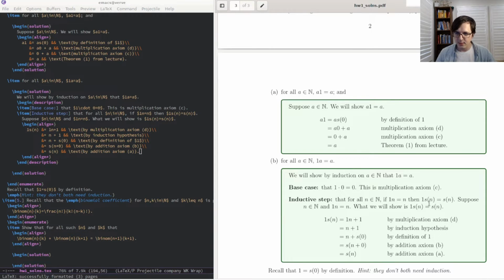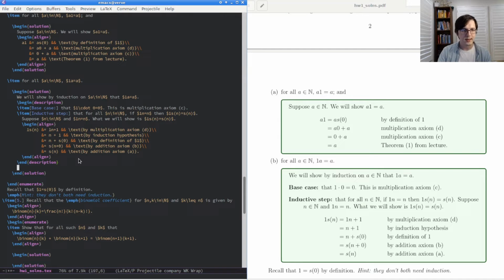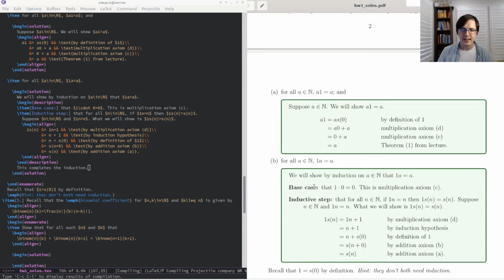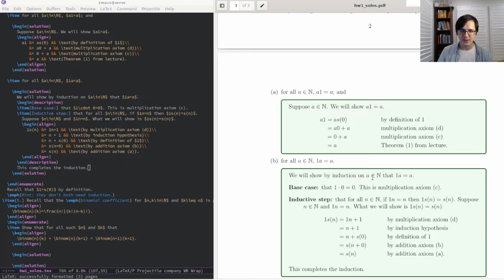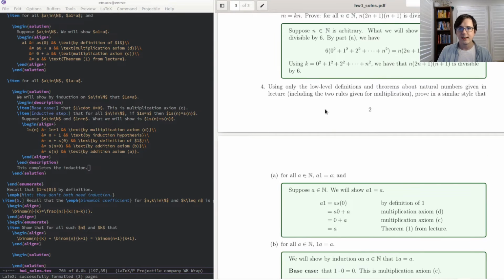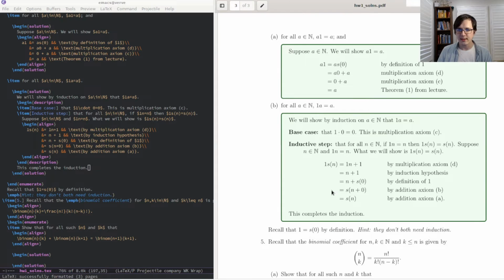Okay, so we showed what we set out to show. The inductive step is done. And now we can just say that we proved it. Thus, by induction, or this completes the induction, and that signals to the reader that what we will show by induction has indeed been shown by induction. Okay, so that is 4, going all the way down.